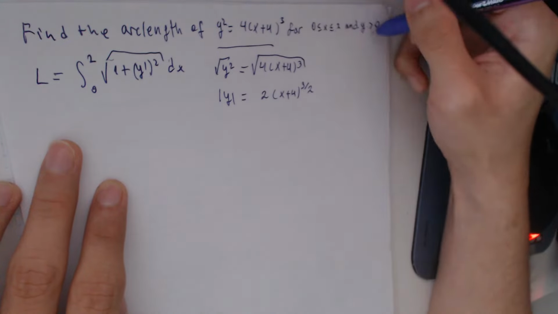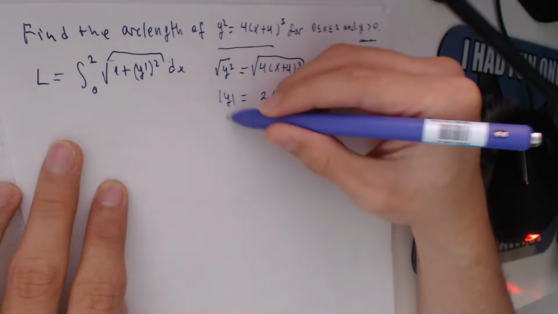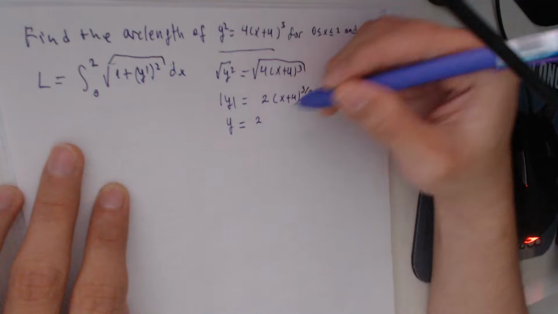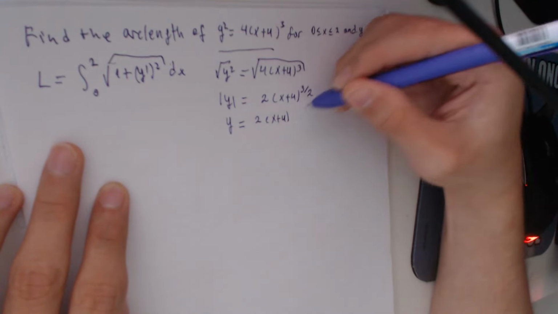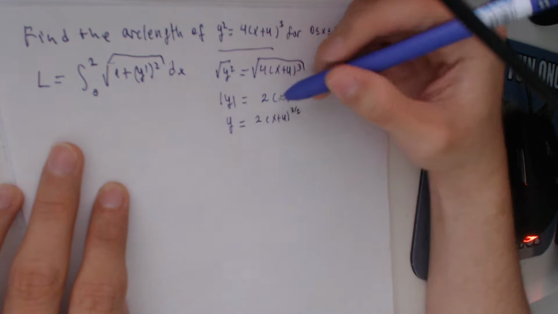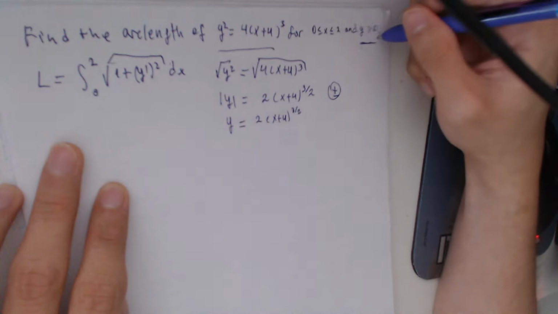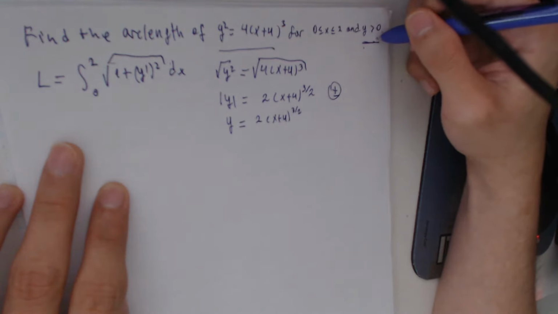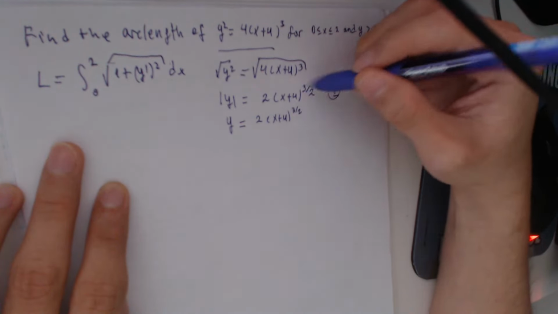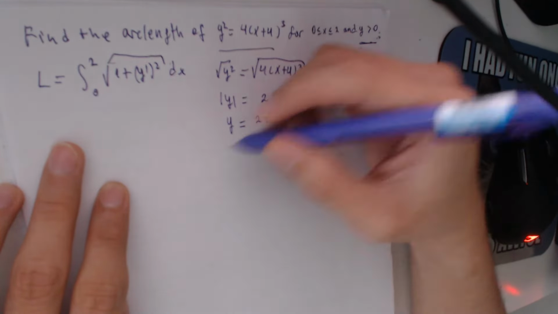So now, since we want the positive values of y, we just consider the plus side of this equation. So y is 2 times x plus 4 to the power of 3 halves, right? Because if we were to drop the absolute values here, we would get plus or minus. But since we only want the positive y values for this function, we just take the positive version of this. So now that we have this function, we can get the derivative.